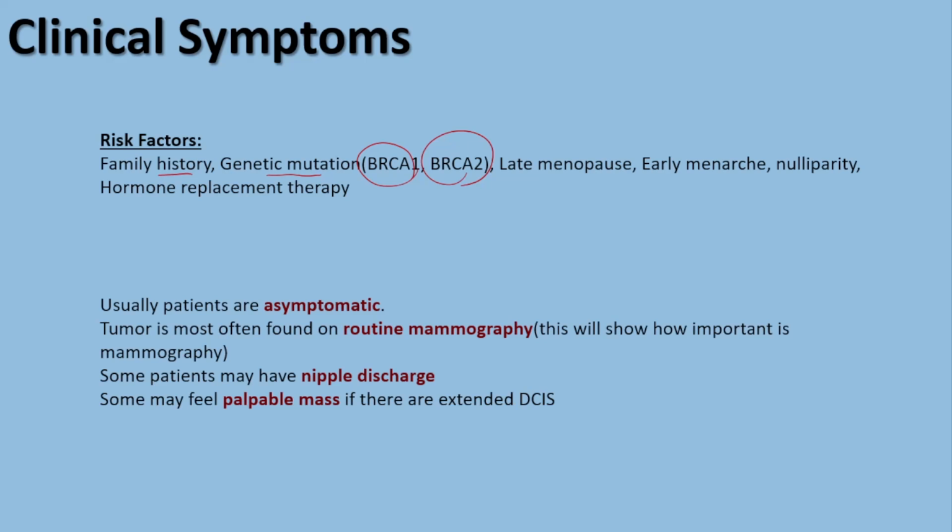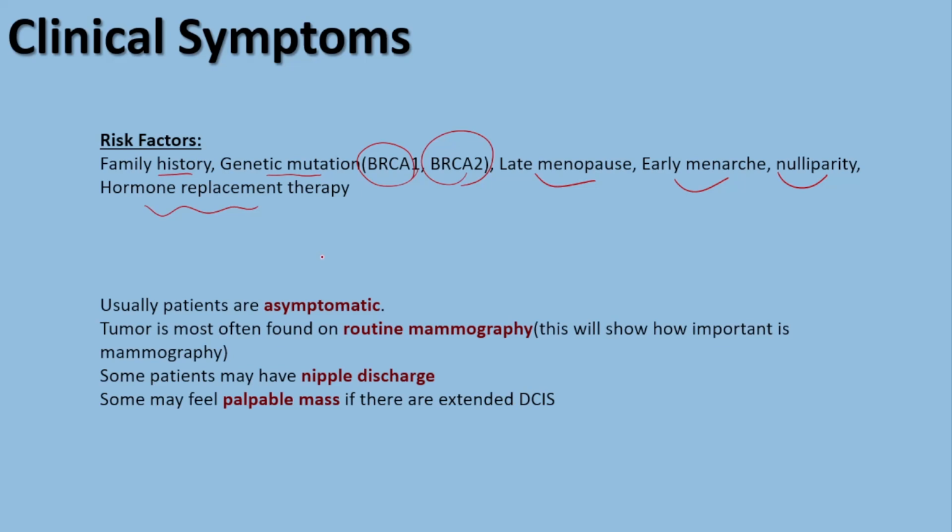And also note that because estrogen is affecting cancer cells and promotes the growth of cancer cells, a high level of estrogen and more exposure to estrogen is going to increase the risk of ductal carcinoma in situ. So late menopause, early menarche, null parity, and hormone replacement therapy, all of these conditions put the patient in an increased period of estrogen exposure and also increase the risk of ductal carcinoma in situ.